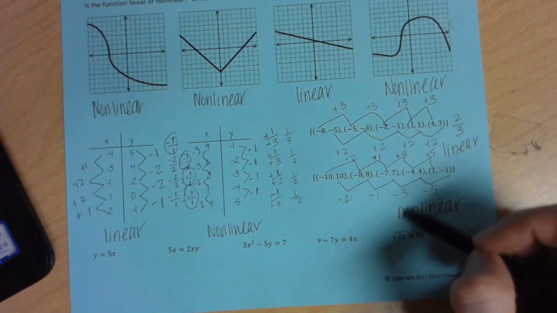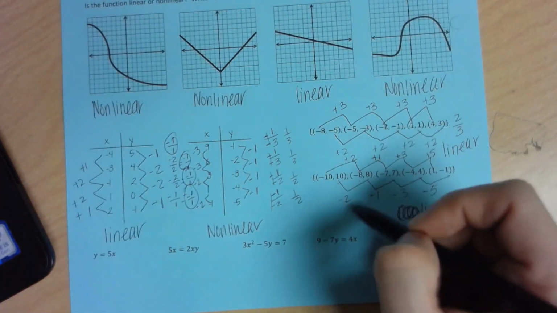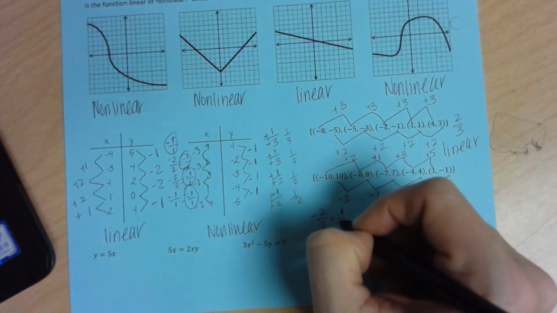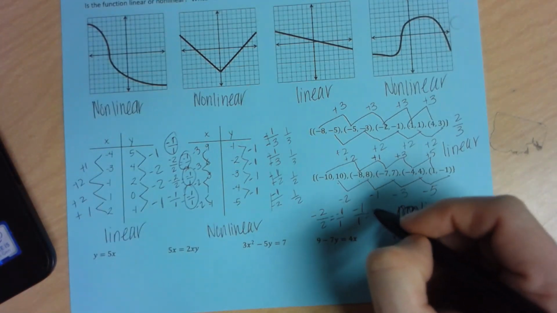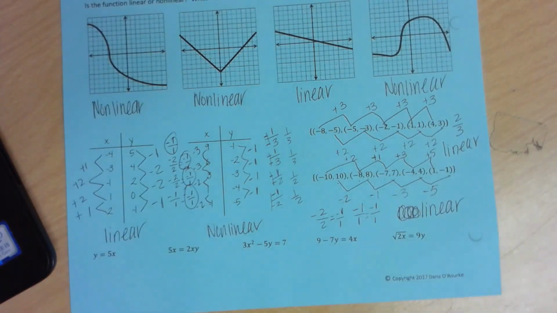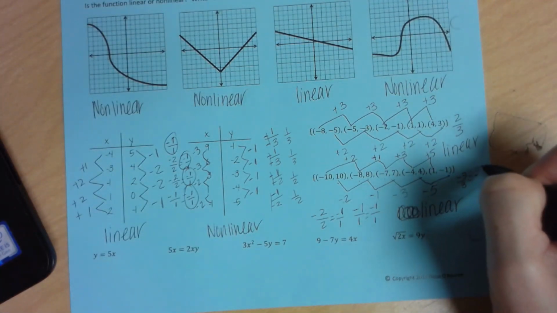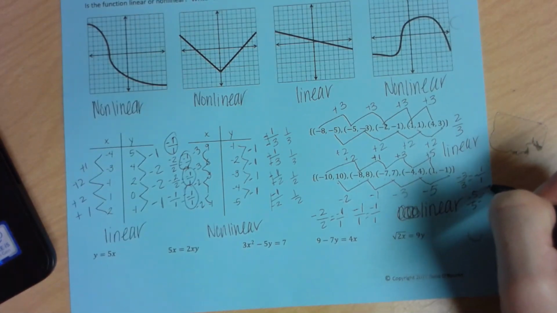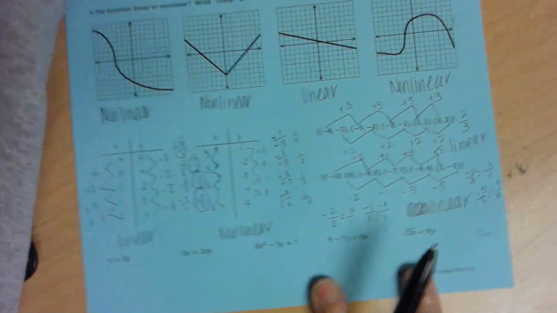Actually, that is wrong. Hold on here, because I've got to put these over each other, and then I'll see the pattern here. So negative 2 over 2 is going to reduce to negative 1 over 1. Negative 1 over 1 is negative 1 over 1. Okay. Negative 3 over 3 is negative 1 over 1. And negative 5 over 5 is negative 1 over 1. So that does make it linear. So sorry about that. I jumped to conclusions.